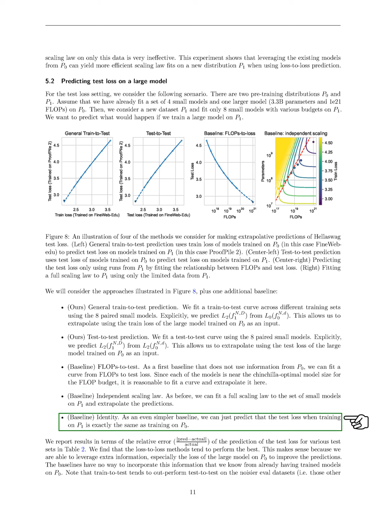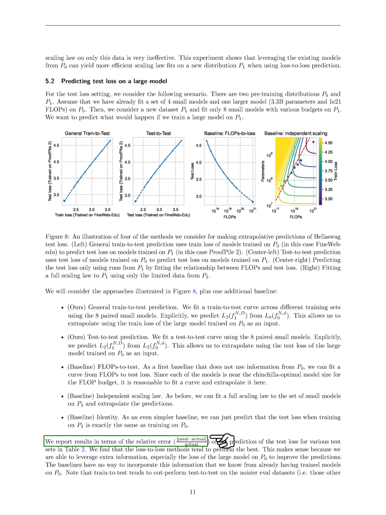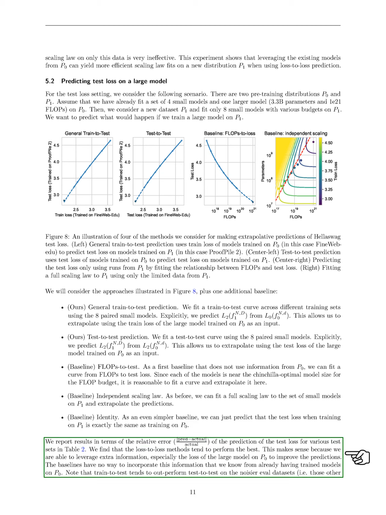Lastly, we have the identity baseline, which simply assumes that the test loss on P1 will be the same as on P0. We report our findings in terms of relative error, which measures the difference between our predicted and actual test losses across various test sets. Our results indicate that the loss-to-loss methods generally perform the best, as they utilize additional information, particularly the loss of the large model on P0.